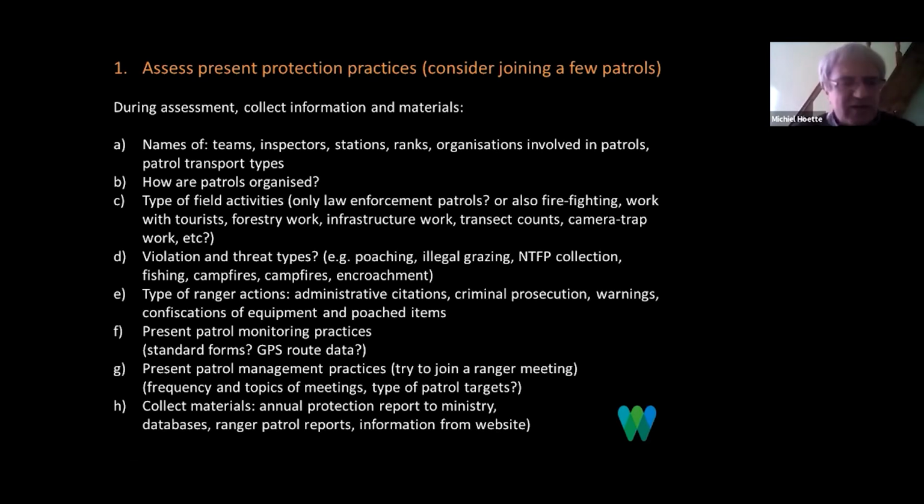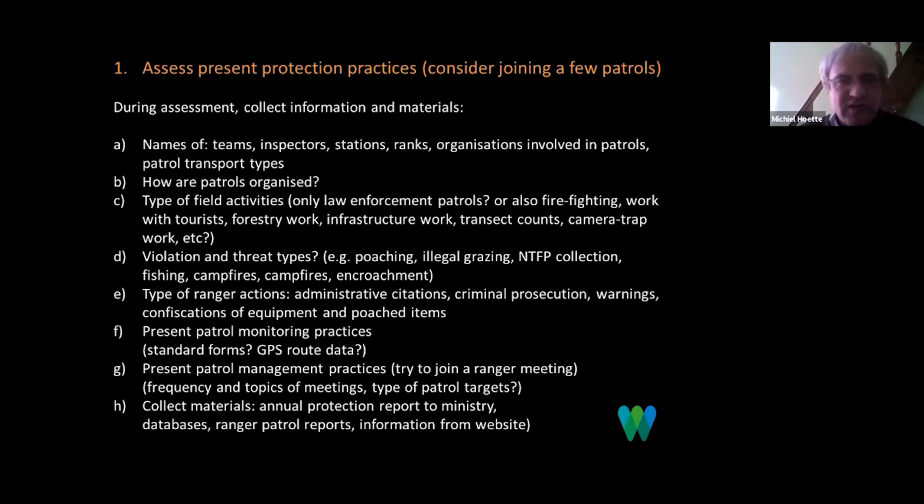And I think you should understand what rangers do. Usually they do much more than just law enforcement patrolling. They're very often also involved in things like forestry work, firefighting, work with camera traps, transit counts, etc. And you might wish to have a SMART system where you know how much time is spent on these various activities, even if you have a data model that only involves protection data categories.